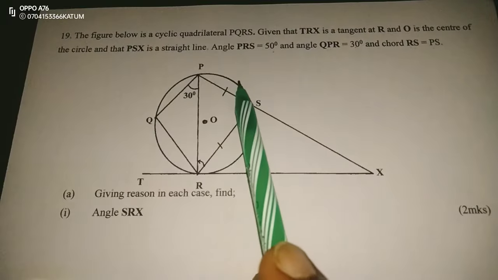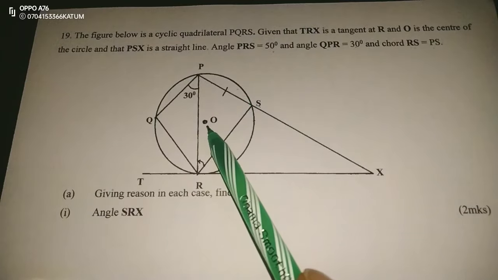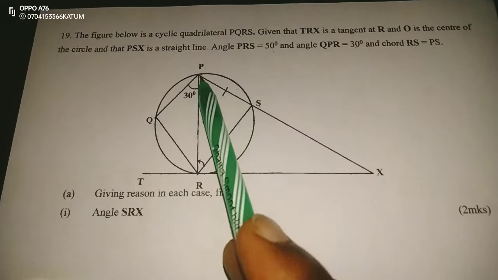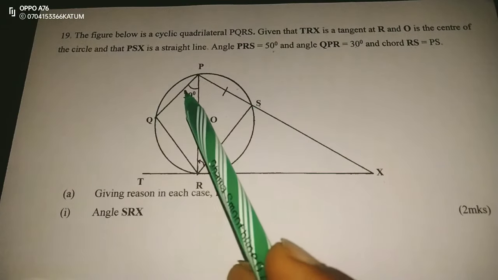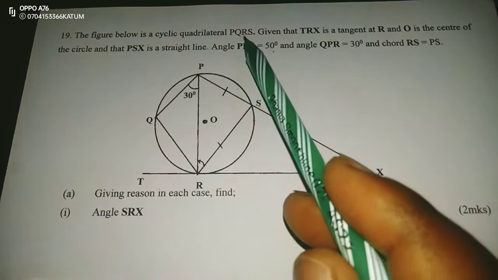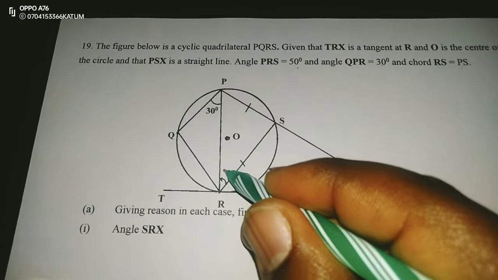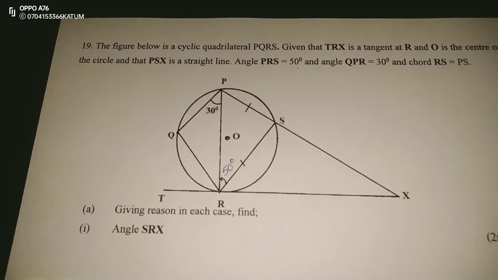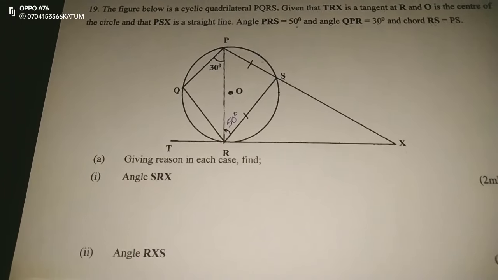We've been told chords PS and RS are equivalent as indicated. O is the center. TRX is a tangent. PSX is a straight line. This angle is 30 degrees, and also angle PRS equals 50 degrees. Giving reason in each case, find. So we're going to find a few angles here.